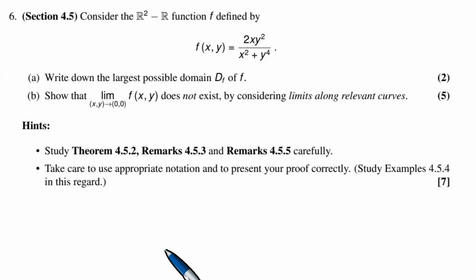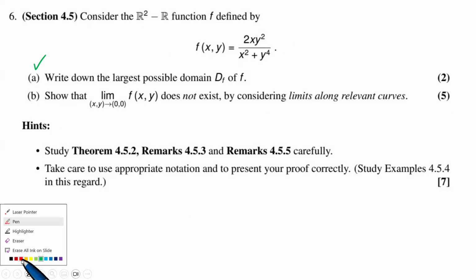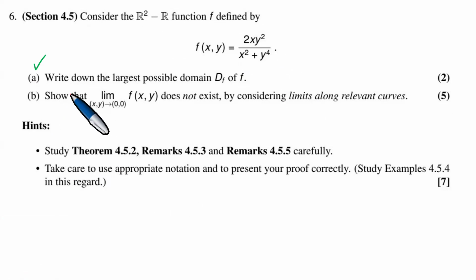The next question is question 6. In question 6, we're saying consider the R2 to R function f defined by f of x and y equals that part. And we're asking: write down the largest possible domain D subscript f of f. What is the largest possible domain of this function?